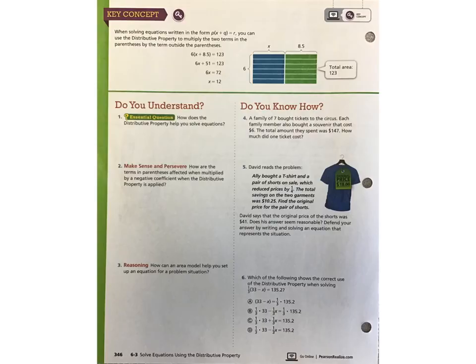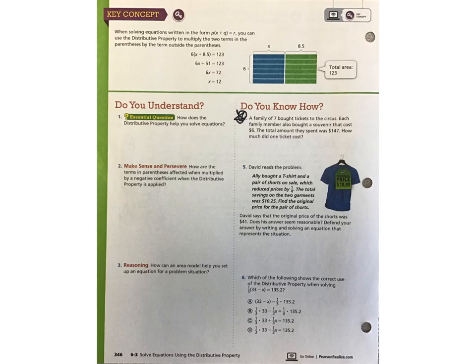All right, let's go ahead and do question 4 here on the Do You Know How. A family of 7 bought tickets to the circus. Each family member also bought a souvenir that cost $6. The total amount they spent was $147. How much did one ticket cost?